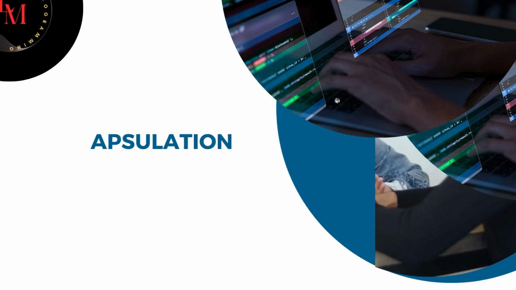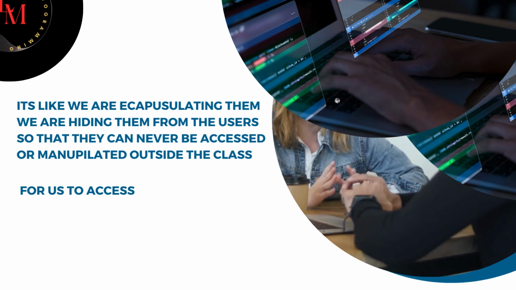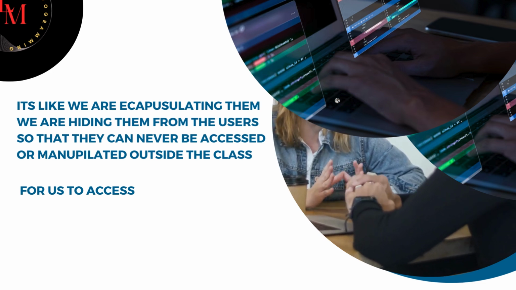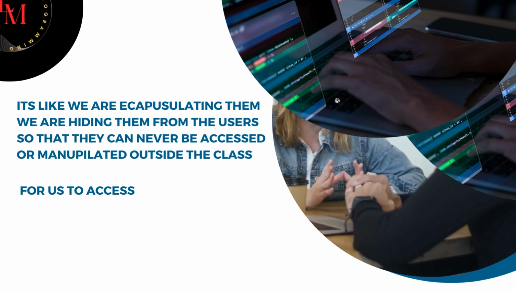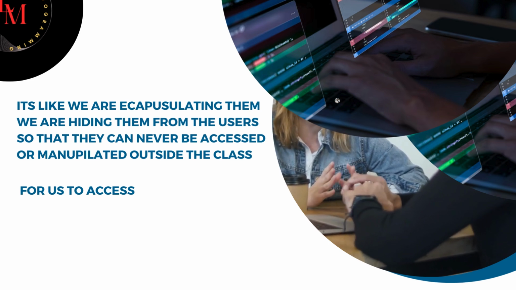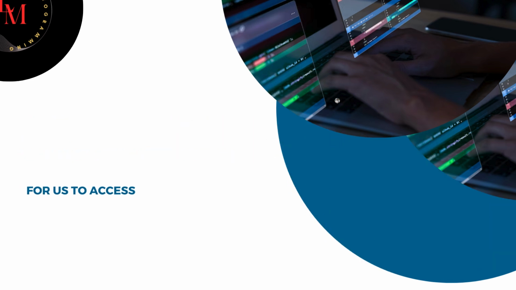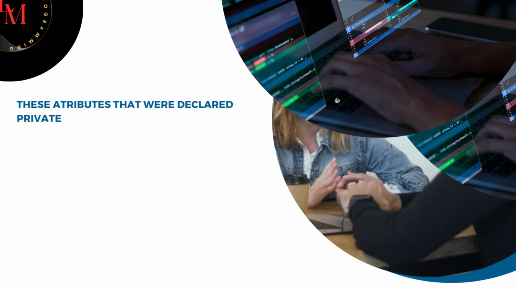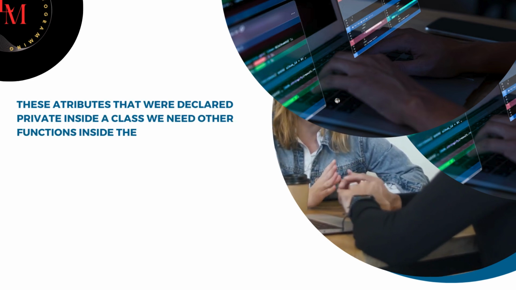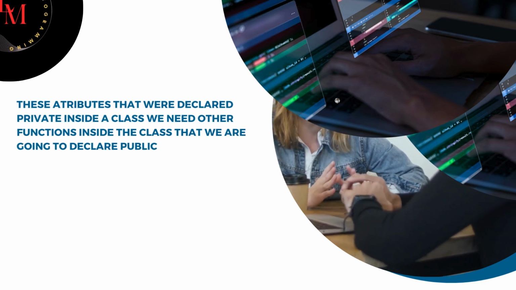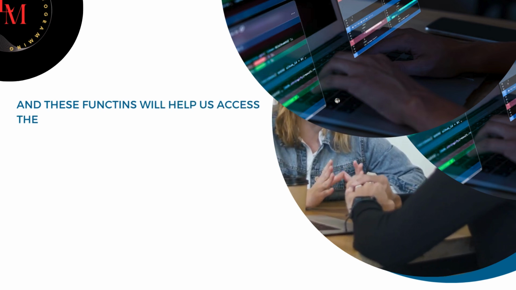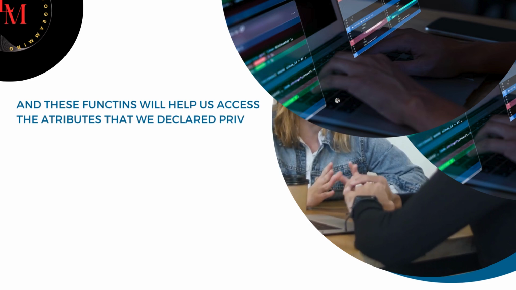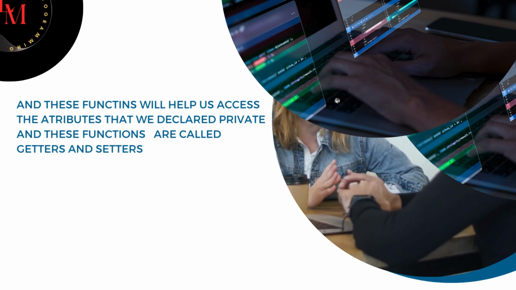It's like we are enclosing them, we are encapsulating them in the class such that outside the class they can never be manipulated, they can never be used by users outside the class. Now, for us to access these attributes that are declared private, we need additional functions. These functions can be used outside the class, and with the use of them, we are able to have access to the attributes that we declared private in the class.